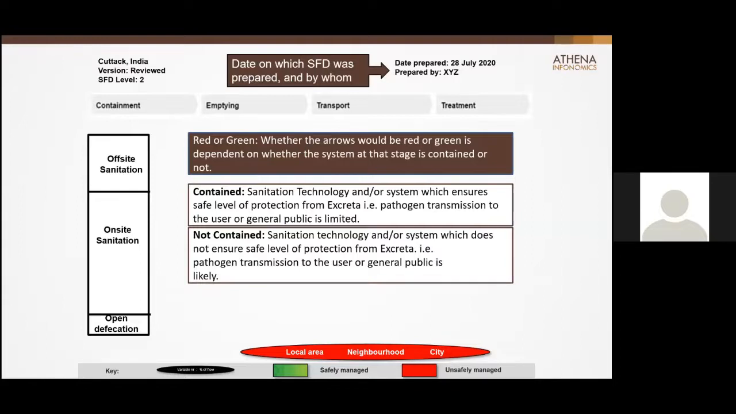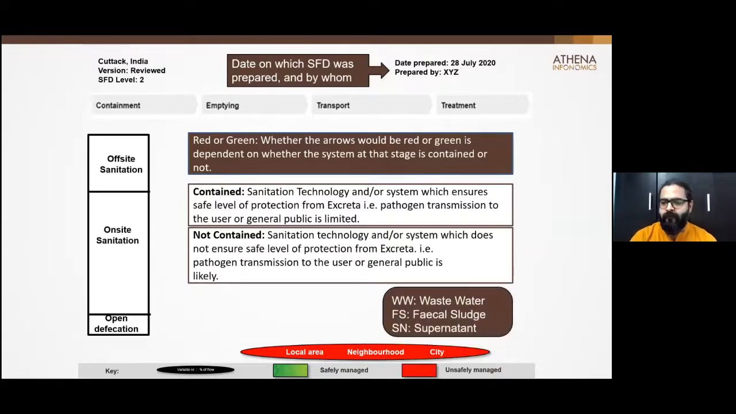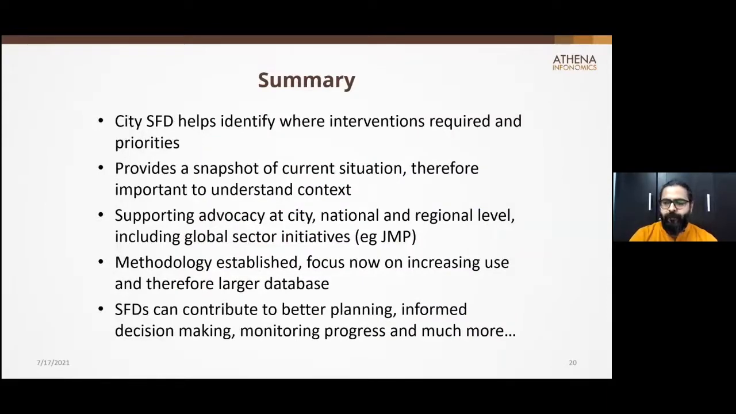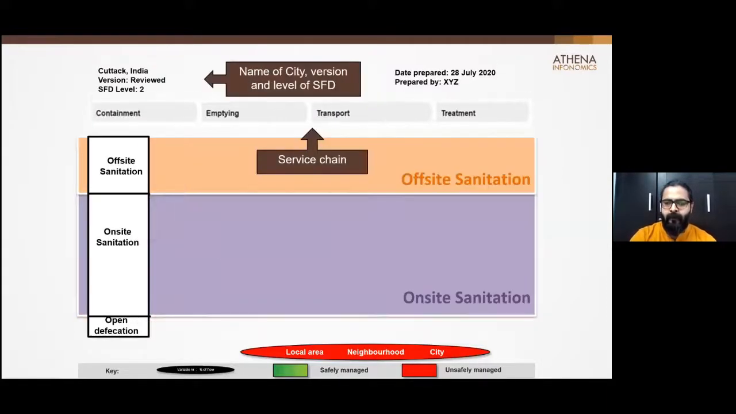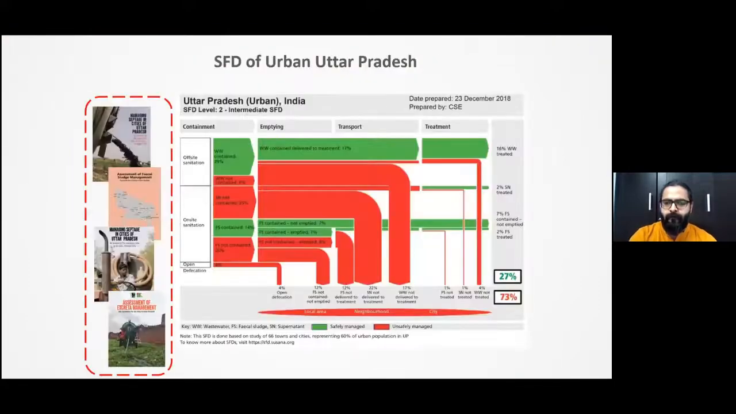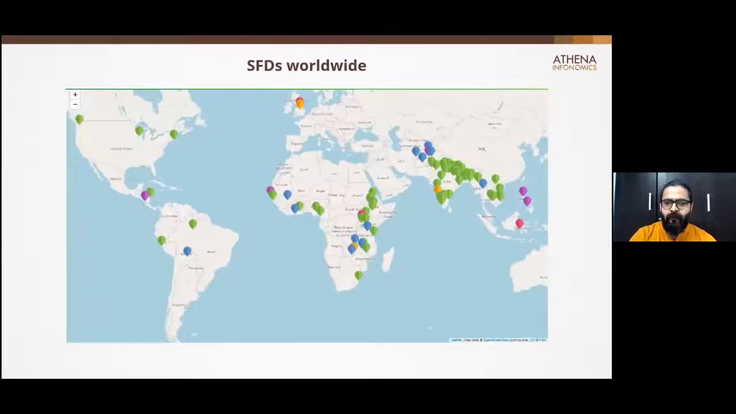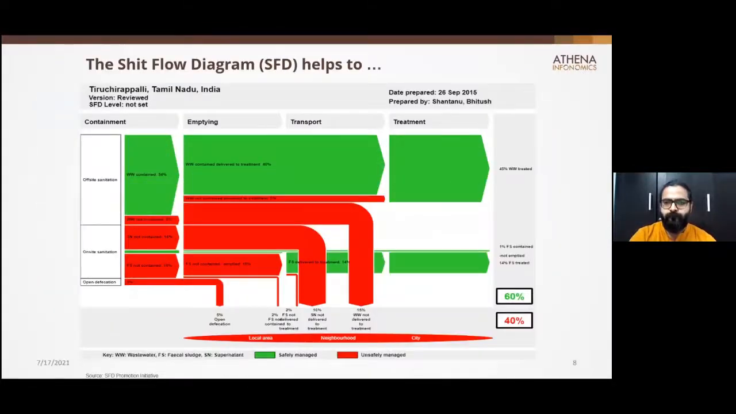Not contained. Okay. So I think you've got what I was saying: a septic tank connected to an open drain, a shit flow diagram will show it as a red arrow. And we have covered what is WW, what is FS, what is supernatant. So let me go back there and put some light on the SFD of Tiruchirappalli. Let's try and understand the SFD of Tiruchirappalli in the next 3-4 minutes. I think that will be helpful.